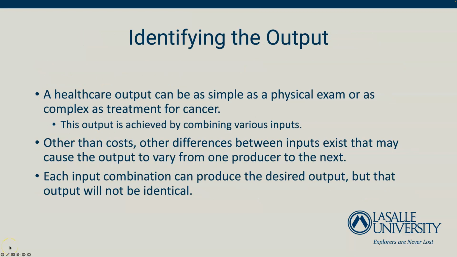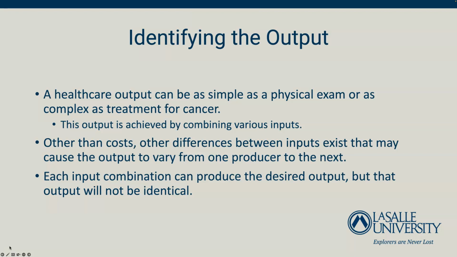First, we're talking about healthcare production. We need to identify the output of the healthcare production process, and a healthcare output can be as simple as a physical exam or as complex as a treatment for cancer. The production process will involve a team of healthcare professionals along with healthcare technology and other inputs. And so the output provided in the healthcare setting is achieved by combining those various inputs.